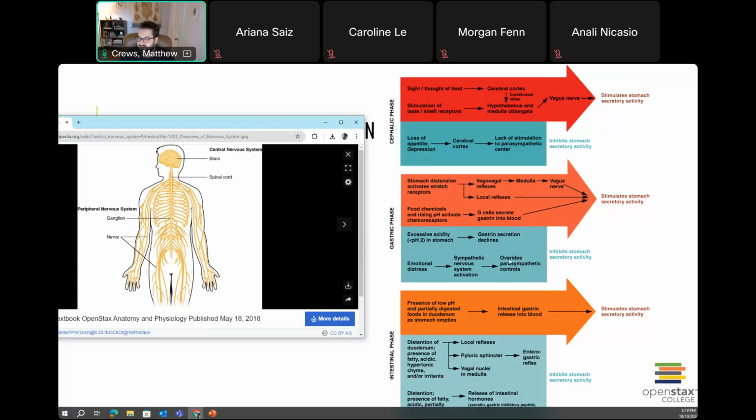Okay, so that'll inhibit secretory activity. Okay, it tells your body, stop. We don't need this right now.